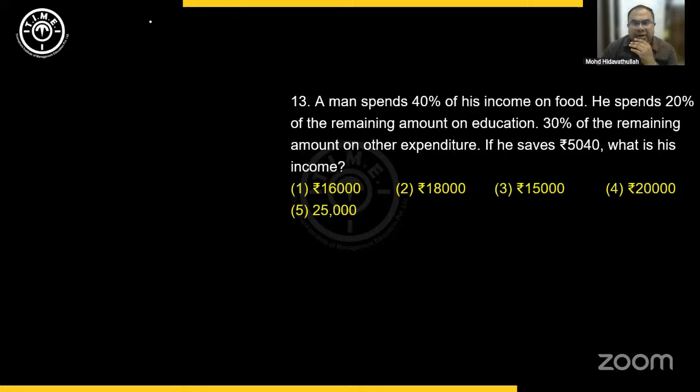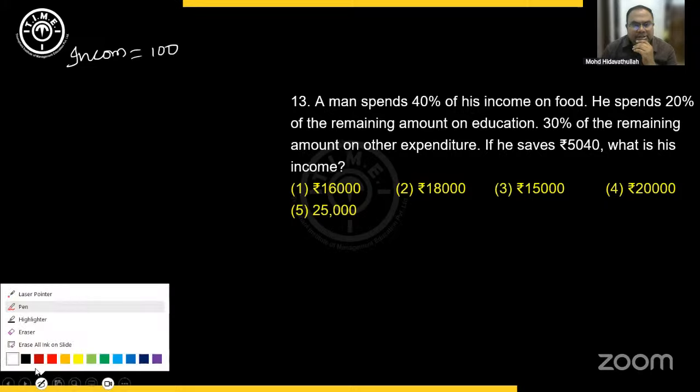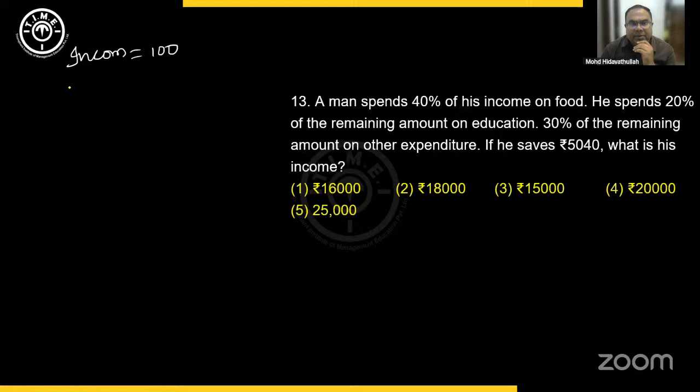A man spends 40% of his income. Let me take his income as 100. How much is he spending? 40% on food. Food is spending 40%, so 40 rupees. 100 minus 40 is 60. He spends 20% of the remaining amount on education.